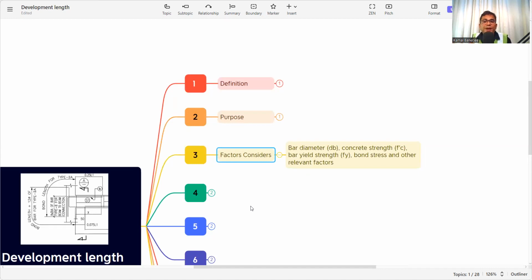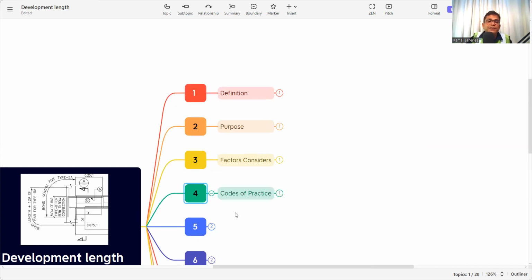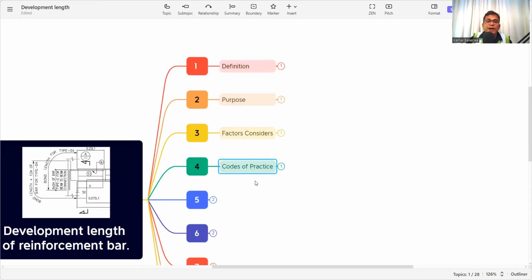And the next is, what are the factors to be considered when we are calculating the development length? That is the bar diameter, concrete strength, yield strength, bond strength, and other relevant factors. In IS 456, it is clearly mentioned, and in the next section of the video, we will cover in full detail what all these factors are and how to calculate the exact amount at the site. And then there is the code of practice. In India, the code is IS 456, and the other is ACI 318.